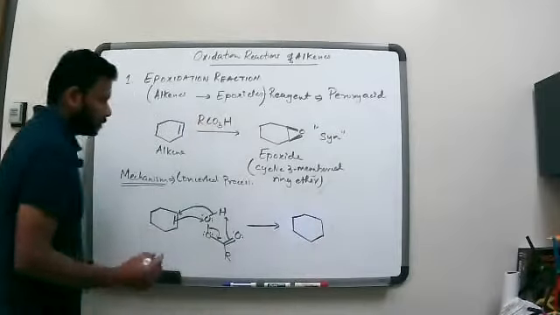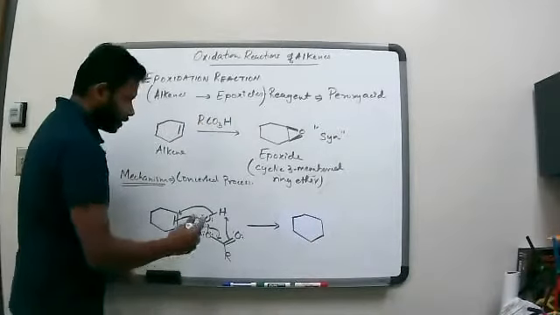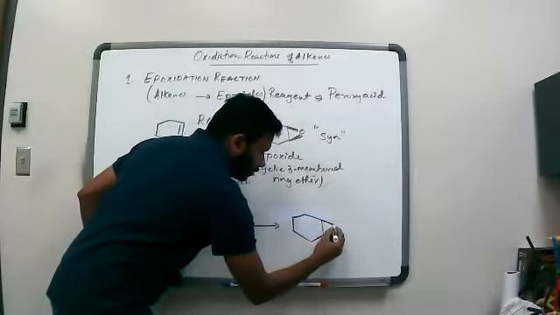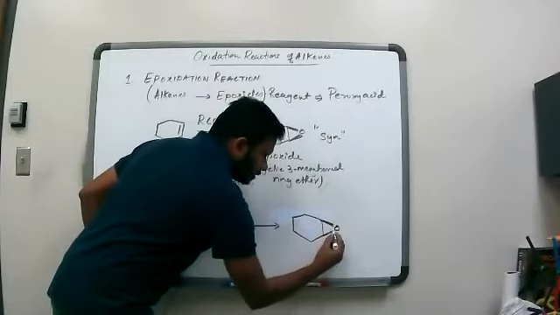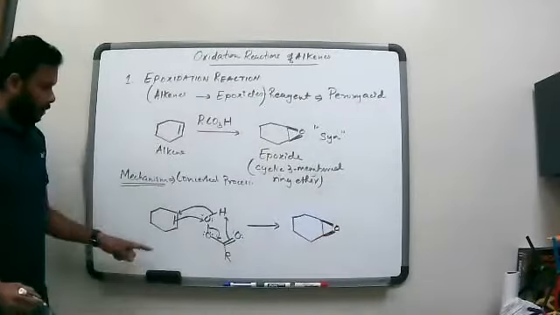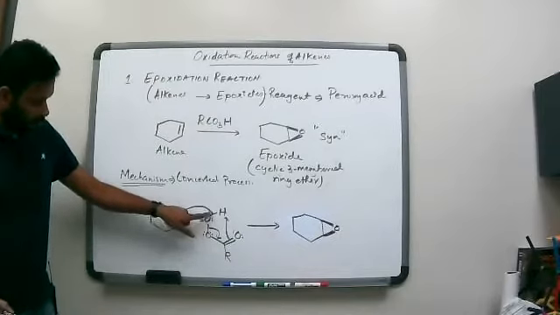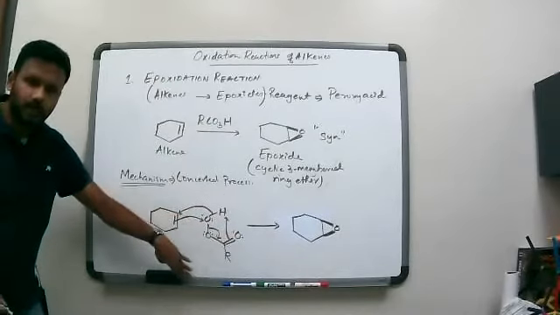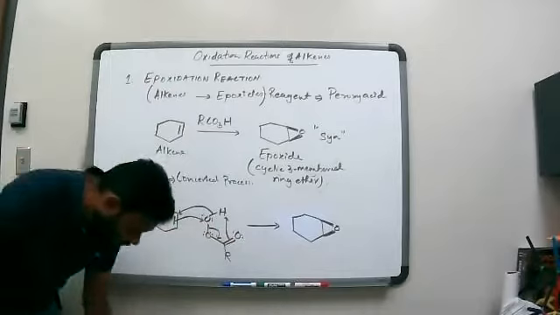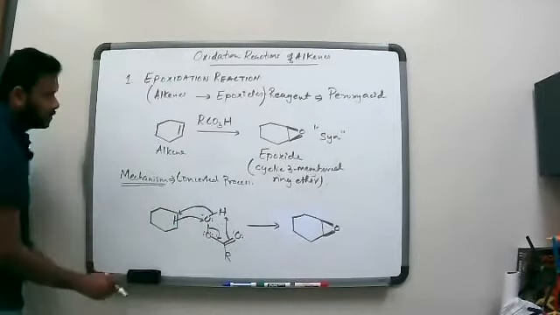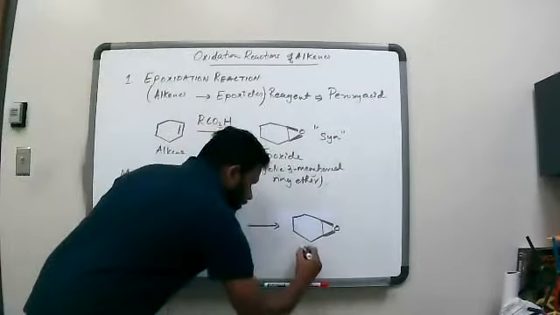this process is concerted. Everything happens at the same time, and what we get in the end is this oxygen. So we get the epoxide. Now this oxygen basically has been chopped off from the rest of the molecule. So we get the epoxide here.